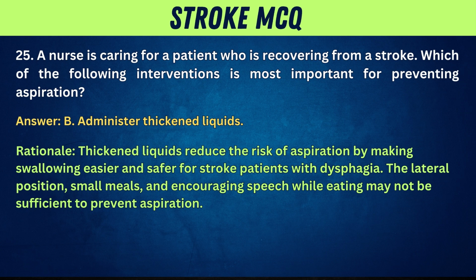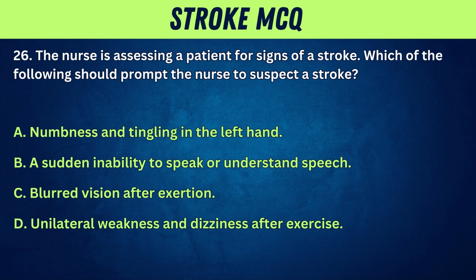Rationale: thickened liquids reduce the risk of aspiration by making swallowing easier and safer for stroke patients with dysphagia. The lateral position, small meals, and encouraging speech while eating may not be sufficient to prevent aspiration. 26. The nurse is assessing a patient for signs of a stroke. Which of the following should prompt the nurse to suspect a stroke?